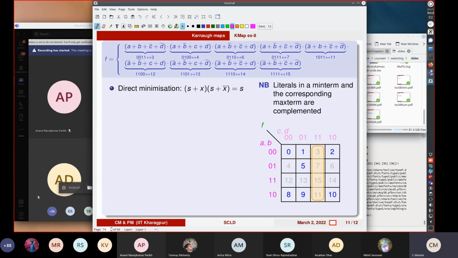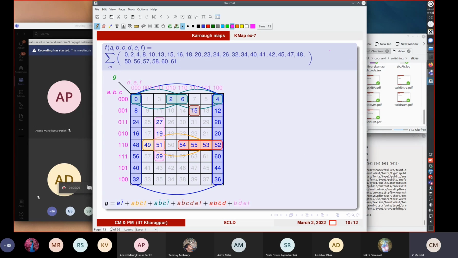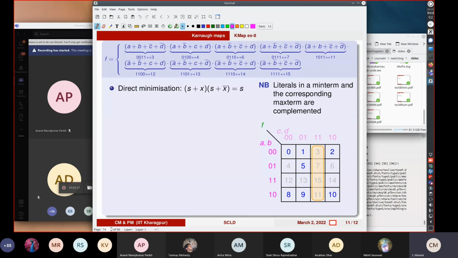All right, so we have looked at minimization with min terms. Now it is also possible to minimize with max terms. So here you have an expression with max terms.